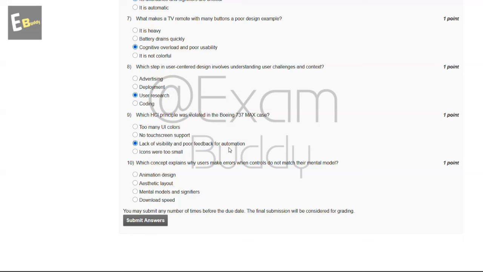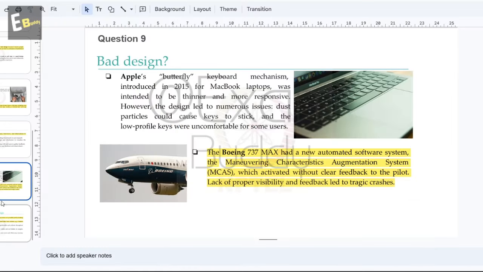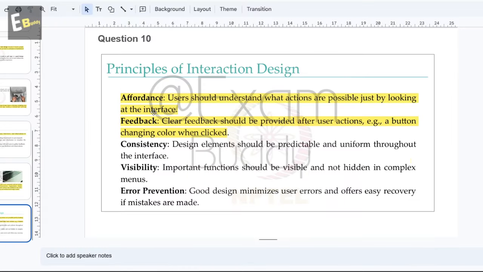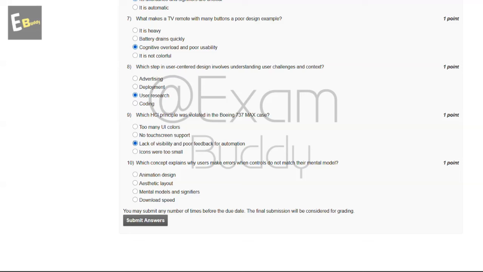And now let's go to our question number 10. Which concept explains why users make errors when controls do not match their mental model? So these are the options. And now let's check the explanation. So explanation says affordance. Users should understand what actions are possible just by looking at the interface. Feedback: clear feedback should be provided after user actions. Example, a button changing color when clicked. So the answer of our 10th question is C. Mental model and signifiers. Now submit your answer.